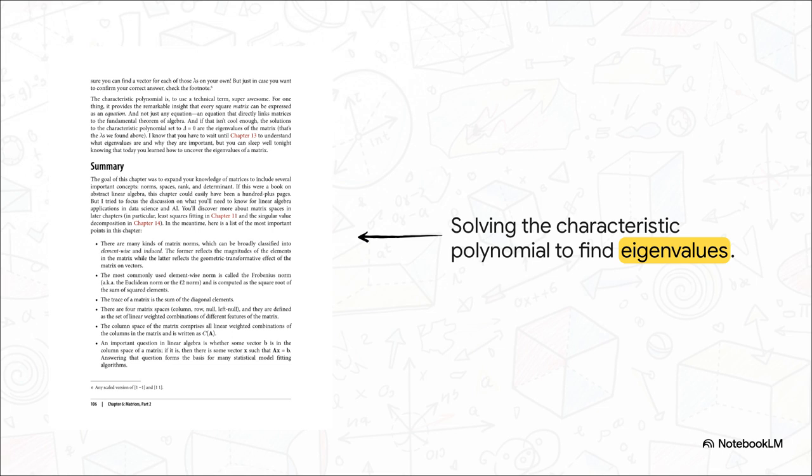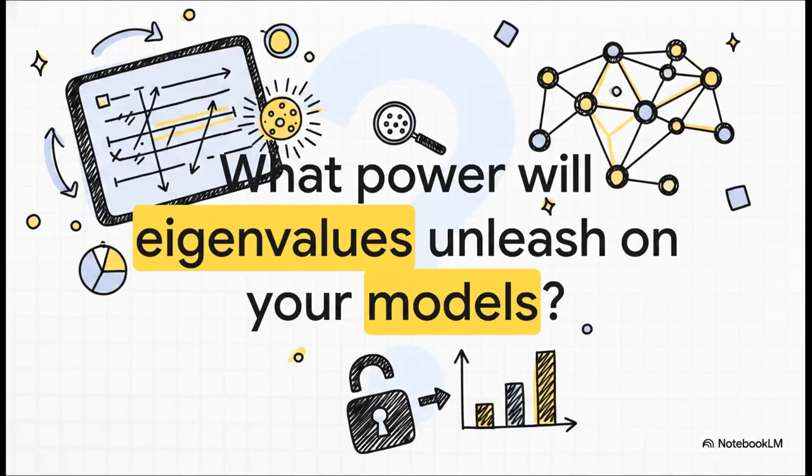If we run the algebra for a standard 2x2 matrix, we can find the specific values of lambda that make this shifted matrix reduced rank, meaning we are intentionally forcing the determinant to become exactly zero. Solving this equation reveals the fundamental roots of the matrix, what we call the eigenvalues. It provides the truly remarkable insight that literally every square matrix out there can be expressed as an equation with solvable roots.